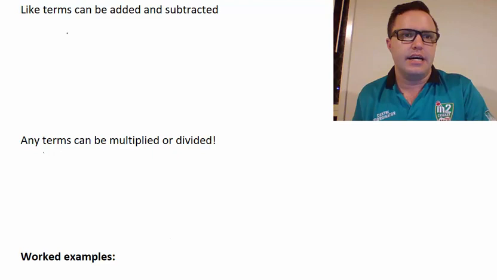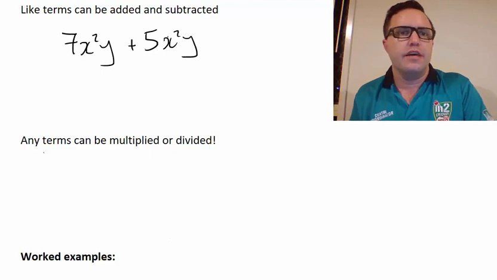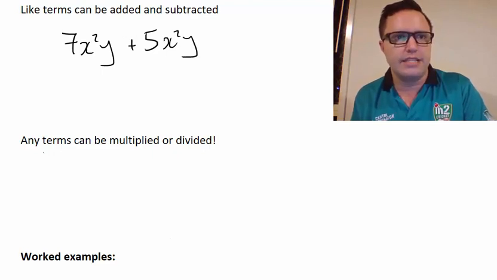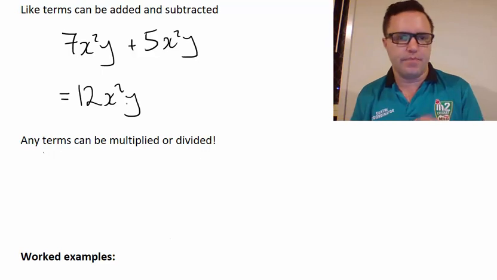So if you had 7x squared y plus 5x squared y, because they're both like terms, you're allowed to add them together. 7 and 5 is 12x squared y, okay? And that's how you go about that one.